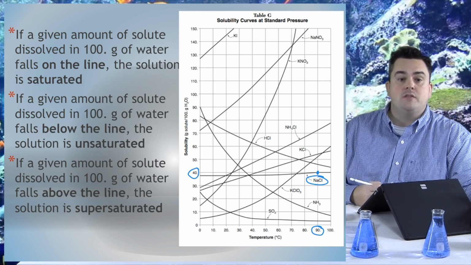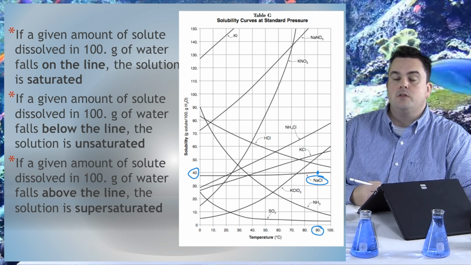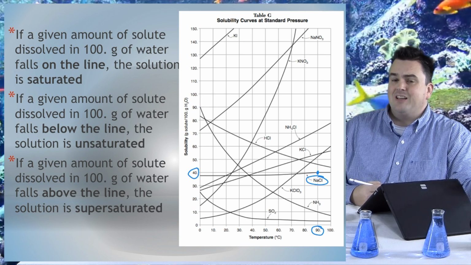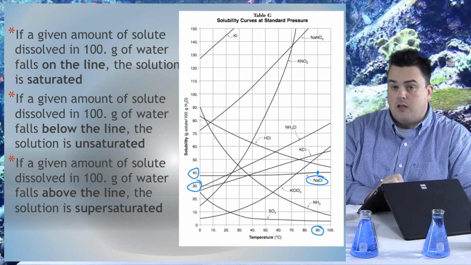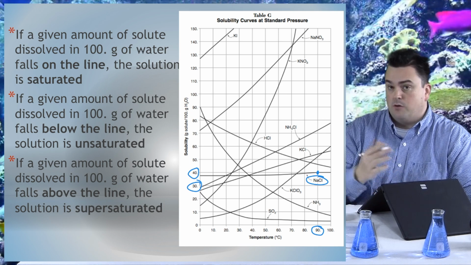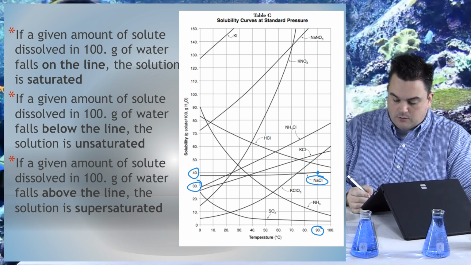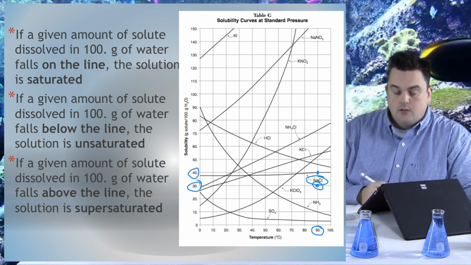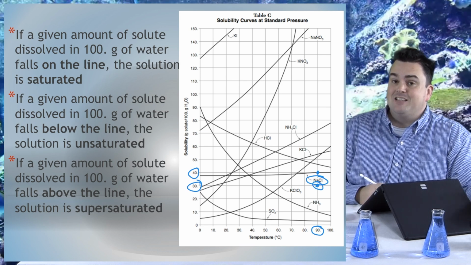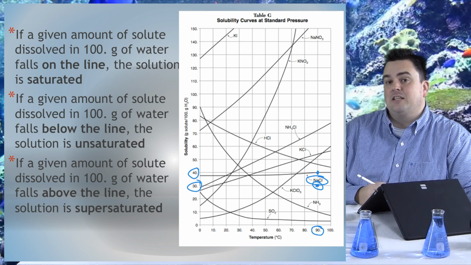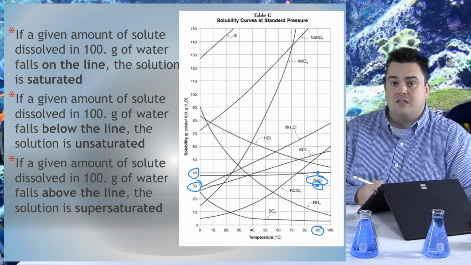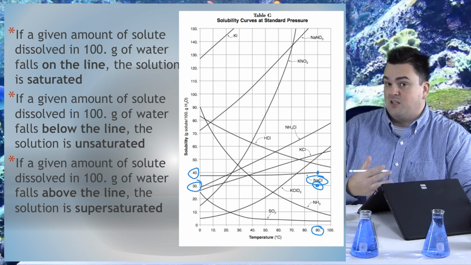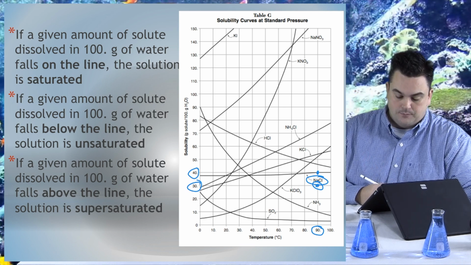If a given amount of solute dissolved in 100 grams of water falls below the line, the solution is unsaturated. So we're going to take the same temperature at 90, but in this case, we're going to go with 30 grams of NaCl. So 30 is less than that 40, so naturally we see that the dot is below that line. And since it's below that line, this is considered unsaturated because it can hold more. We could actually put 10 more grams in this solution to get it to saturated. So since it can hold more, it's unsaturated.